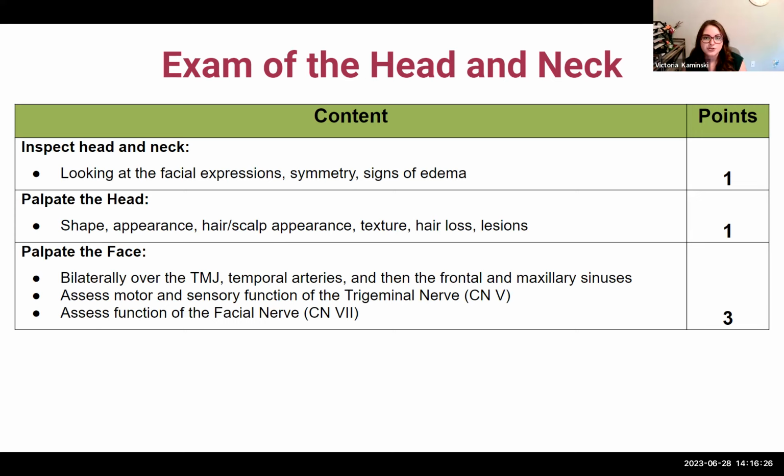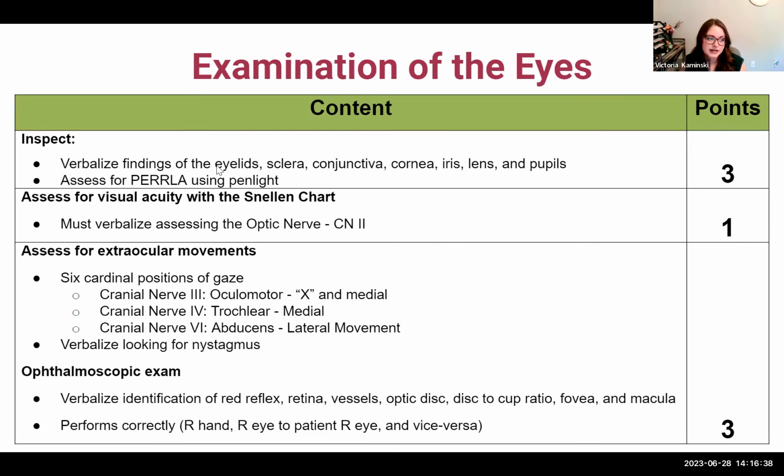You do need to make sure when you are talking about cranial nerves, you're mentioning the name as well as the cranial nerve number in order to receive full credit. If you don't mention both, you will only get partial credit. For examination of the eyes, you're going to inspect the findings and verbalize these on the eyelids, sclera, conjunctiva, cornea, iris, lens, and pupils. You're going to assess for PERRLA: pupils equally round, reactive to light, and accommodate using your pen light. That's going to give you 3 points.